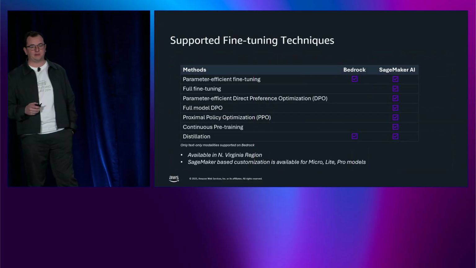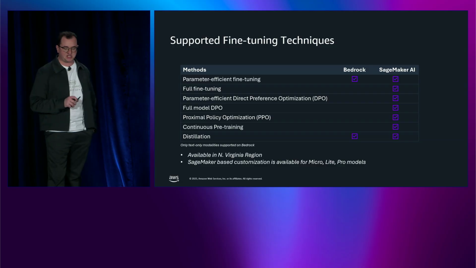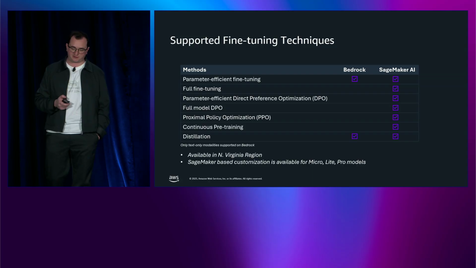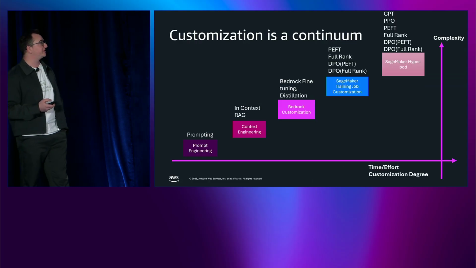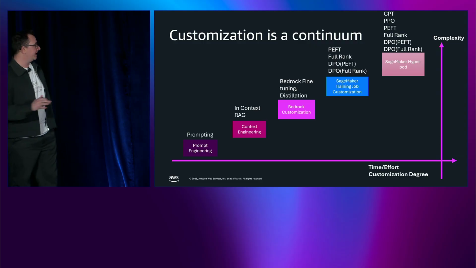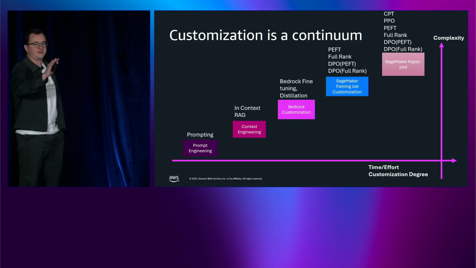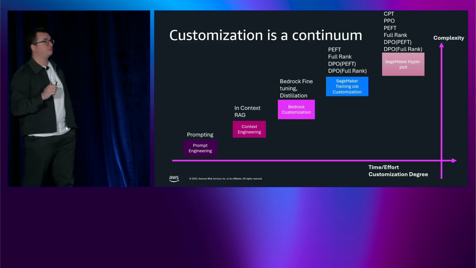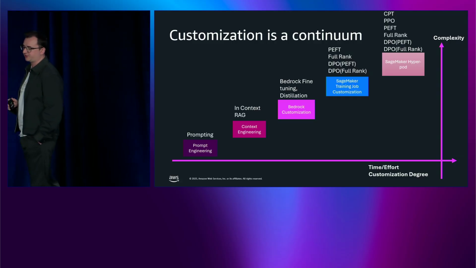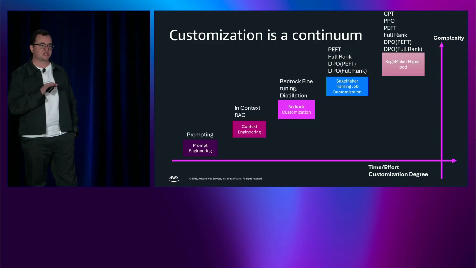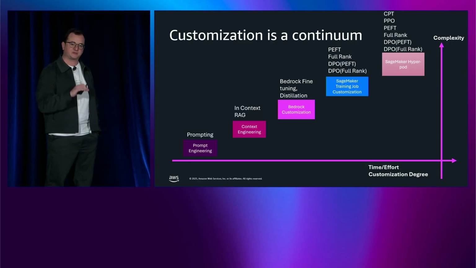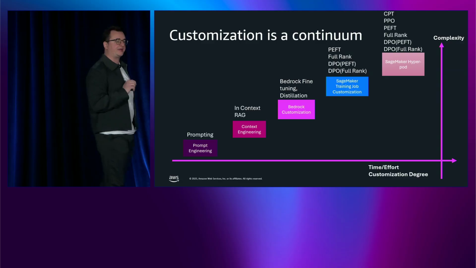To recap the techniques that are available for fine-tuning, Bedrock supports PEFT and distillation. SageMaker supports a whole range of different techniques, so you can go ahead and choose the one that makes the most sense for you. And one thing that I want you to take away from this is do not just settle on one fine-tuning technique. Fine-tuning is a spectrum. It goes from just prompt engineering all the way to continued pre-training, PEFT, full rank, and all the other different techniques, direct preference optimization, et cetera. So really evaluate how much time and effort you want to put into the model customization process, how complicated you want this process to be, and what kind of outcome you expect from the different techniques.